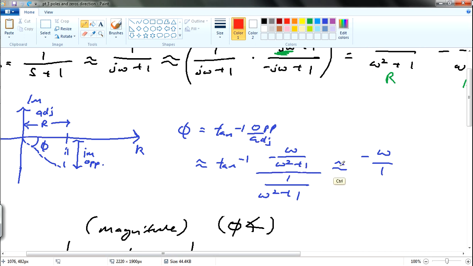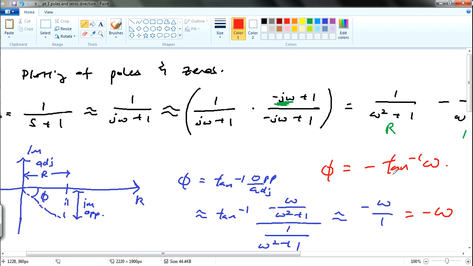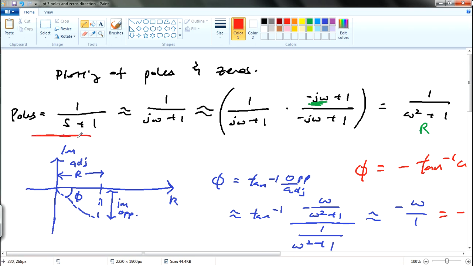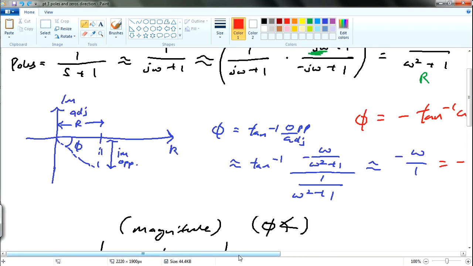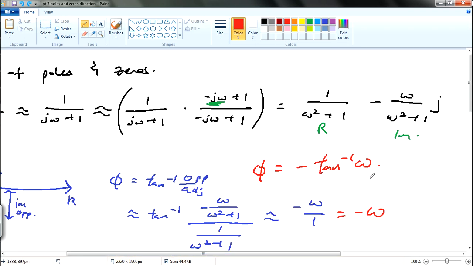So if I were to do that, what do I have? Because they are in the same form, you can cancel straight away. You need to know that if you have this type of form, you can cancel straight away. So therefore I have minus omega divided by 1, which is equal to minus omega. So in this case, our phase angle is equal to minus tangent inverse omega, for the case of s plus 1, for the pole. So what information can we get from all this?